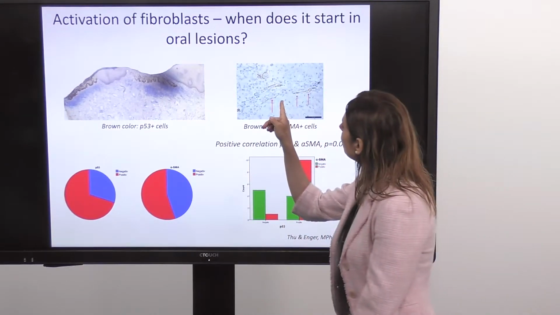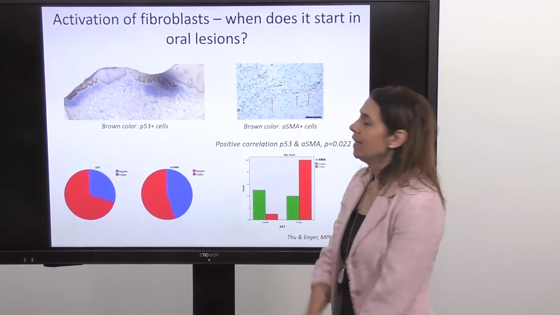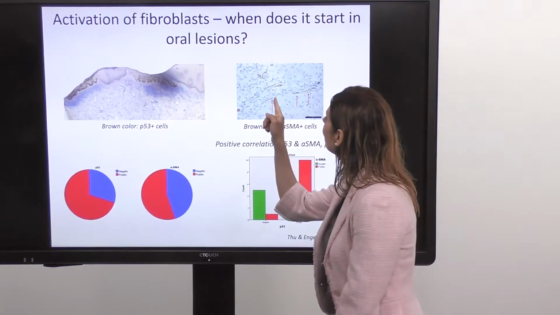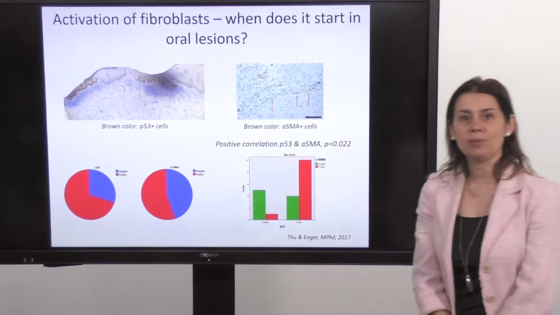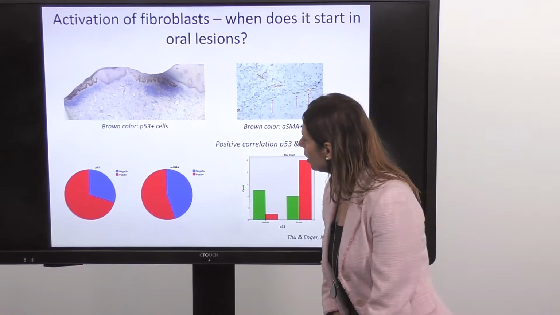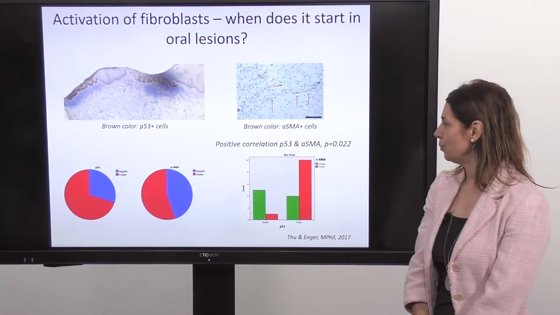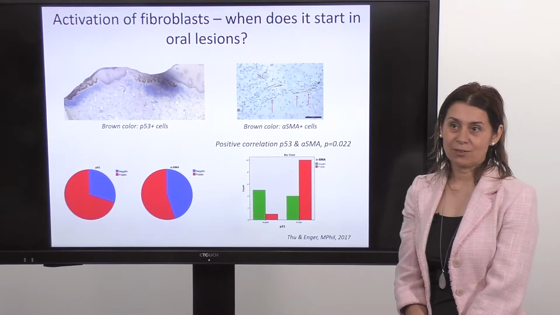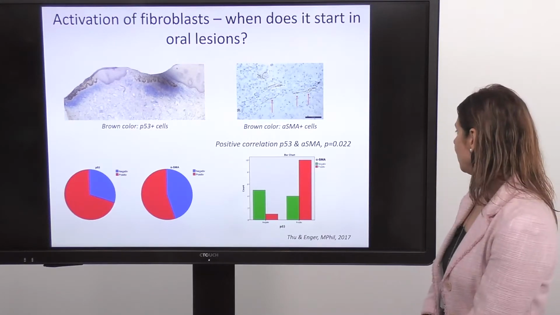And if you do an alpha smooth muscle actin staining, you could see not only the blood vessels positive, but also you could see single elongated fibroblasts, which are situated right under the p53 mutated clusters. So we found an association between the two stainings, the positive staining for alpha smooth muscle actin and the positive staining for p53, which indicates that there is a mutation in the p53 tumor suppressor gene in these areas.